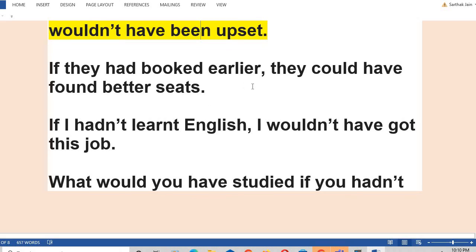if they would have booked earlier, they could have found better seats. Because they didn't book, that's why they could not find now. Okay. If I hadn't learned English, I wouldn't have got this job. Because I didn't learn English, that's why I can't get this job. So these are quite impossible, completely impossible.